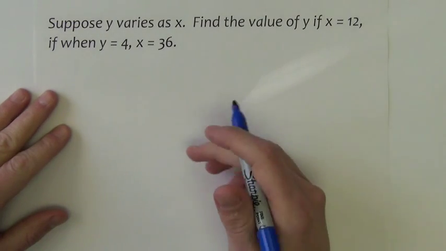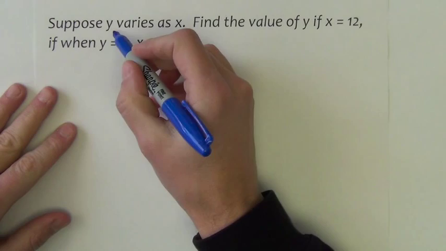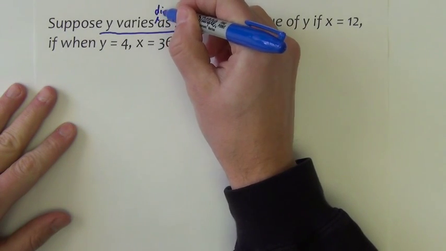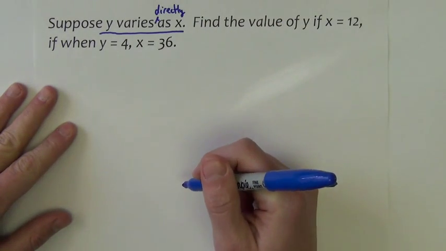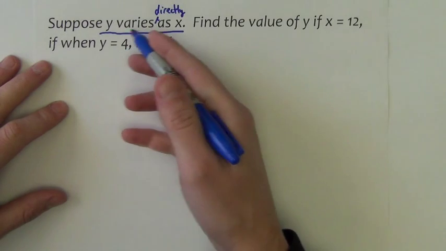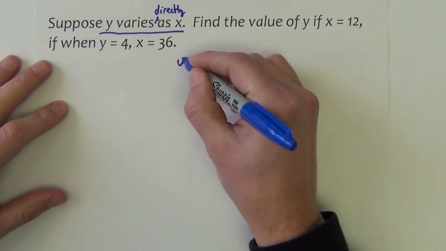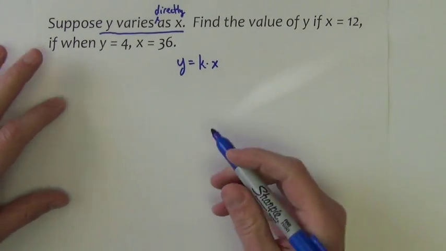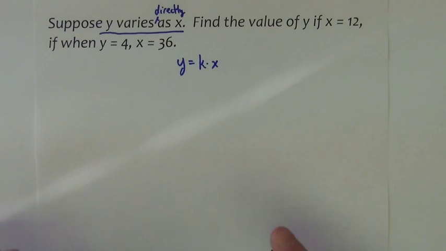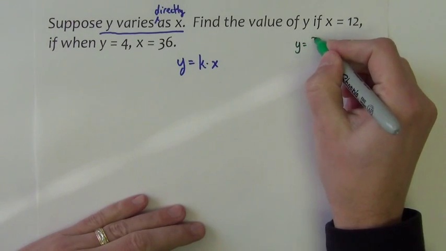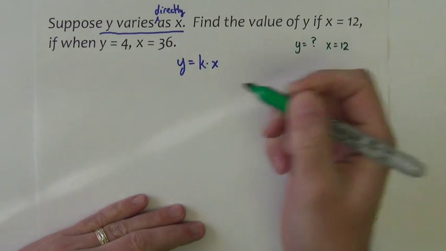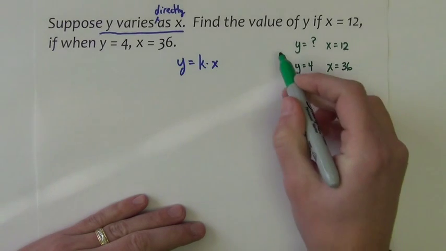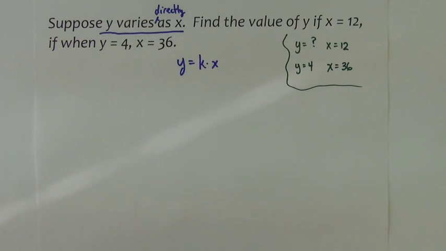For the first example, let's take one that specifically uses variables y and x. It says, suppose y varies as x, or maybe you should say y varies directly as x. Probably a word that needs to go into this slide. So if y varies directly as x, that's the model y equals constant times x. We're asked to find the value of y if x equals 12. Let's write down everything that we know. We're asked to find the value of y when x equals 12 if when y equals 4, x equals 36. So there are our known and unknown values.